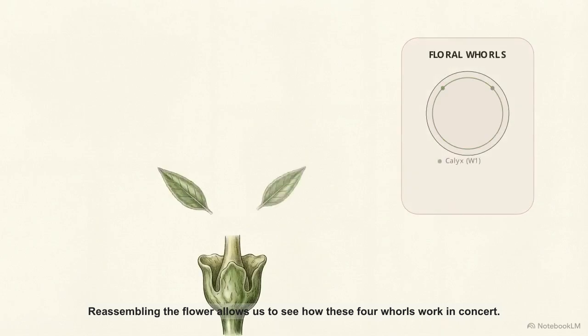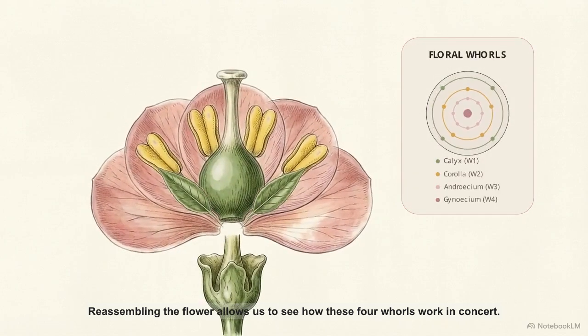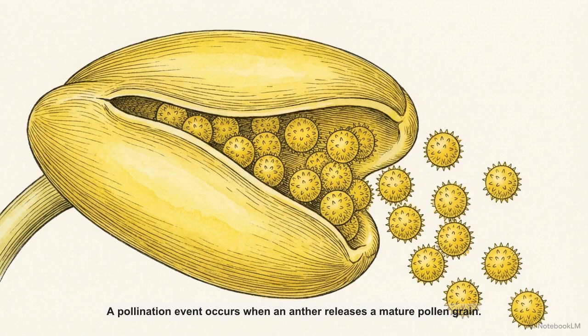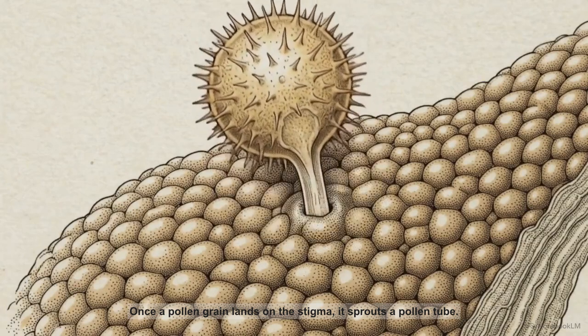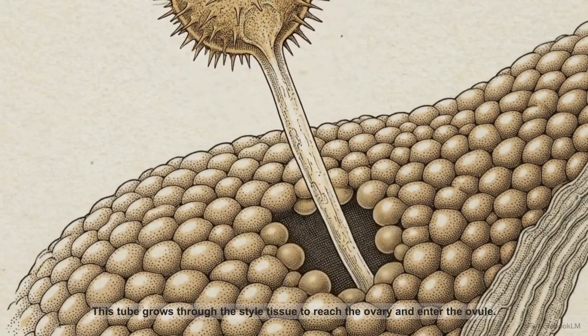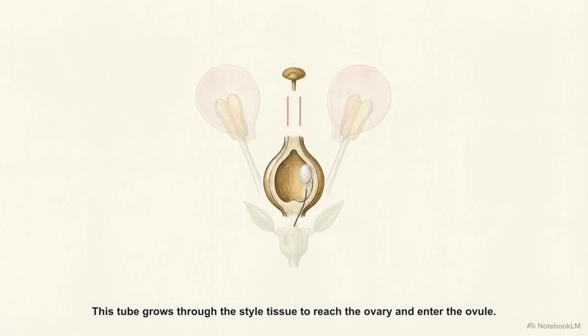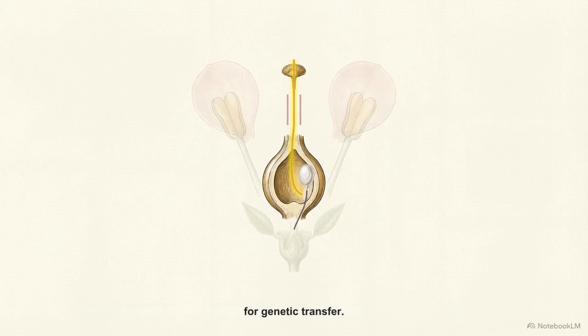Reassembling the flower allows us to see how these four whorls work in concert. A pollination event occurs when an anther releases a mature pollen grain. Once a pollen grain lands on the stigma, it sprouts a pollen tube. This tube grows through the style tissue to reach the ovary and enter the ovule. The static architecture of the flower exists solely to facilitate this dynamic pathway for genetic transfer.